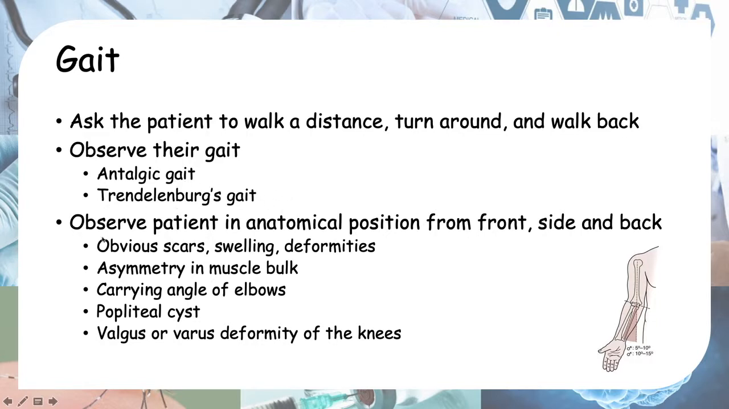Next, you're gonna observe the patient in anatomical position from the front, from the side, and from the back. Some of the things you're gonna be observing for are obvious scars, swellings, or any deformities, asymmetries in muscle bulk. Let's say they have wasting on one side, it's gonna be asymmetrical. One side is gonna be bigger muscles, and the other side is gonna be smaller muscles. And carrying angle of the elbows, you can see over here. So in males, the normal carrying angle is 5 to 10 degrees, and for females, it's about 10 to 15 degrees.